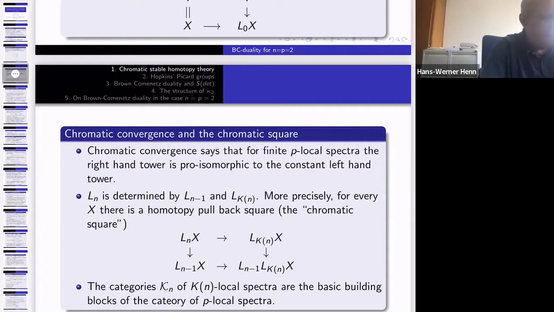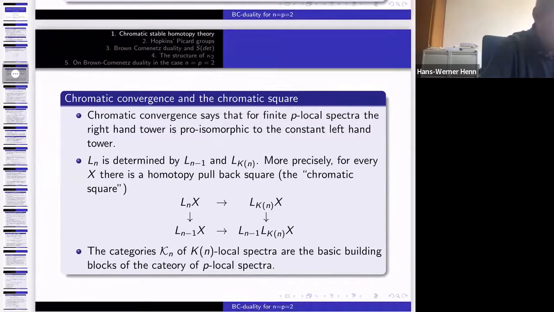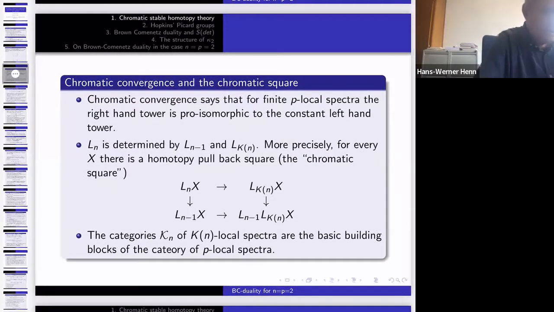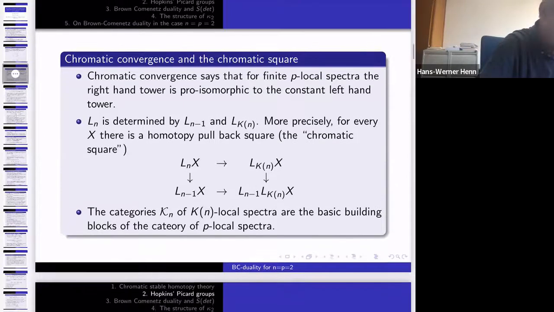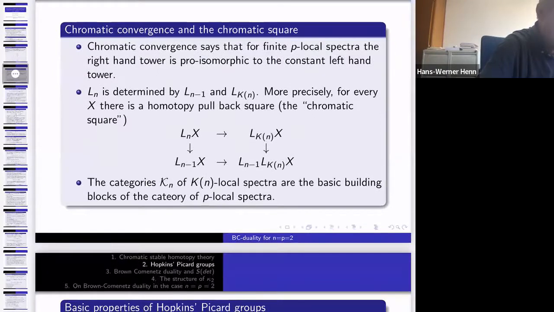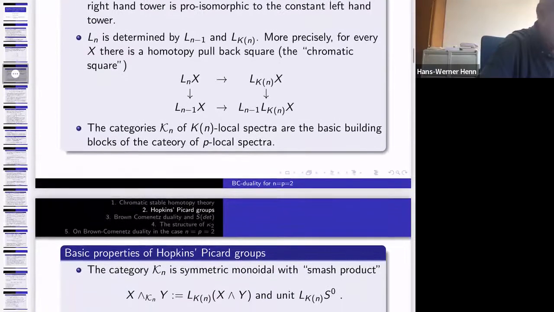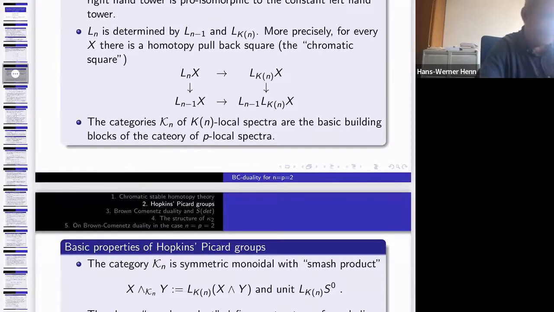More precisely, for every X, there's a homotopy pullback square, which is often called the chromatic square. So Ln of X is determined by this pullback square by LKn, Ln minus 1, and Ln minus 1 of LKn. And the categories of Kn-local spectra are the basic building blocks of the category of p-local spectra. That's another typo.